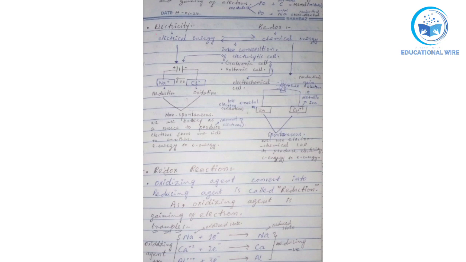As in the starting, I talked about electricity and redox. Let's take a further example of it. Electricity is happening from electrical energy and chemical energy. Here, electrical energy converts into chemical energy and chemical energy again converts into electrical energy in electrochemistry. Let's move further with it.